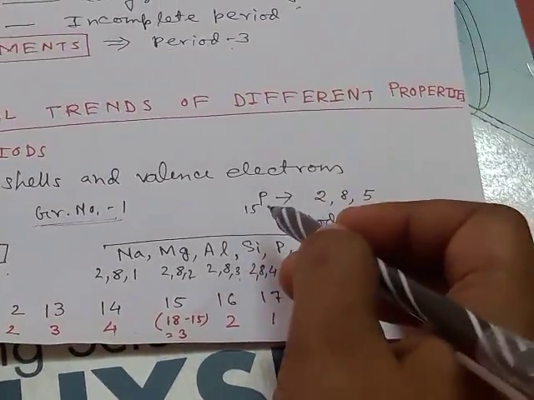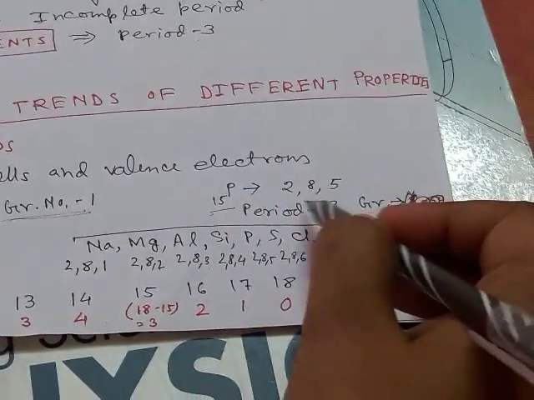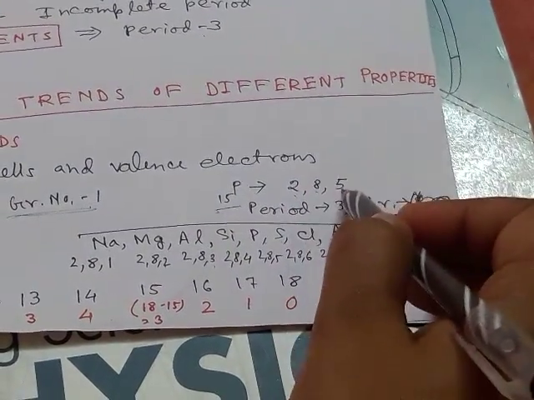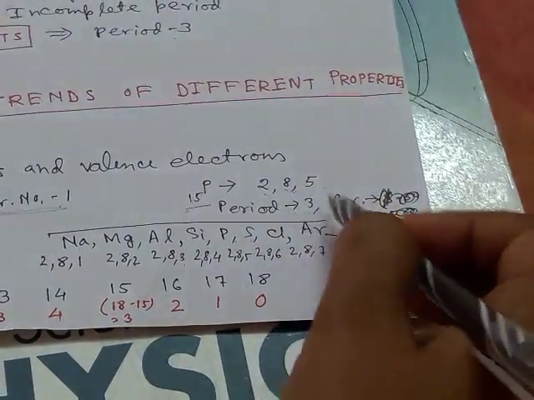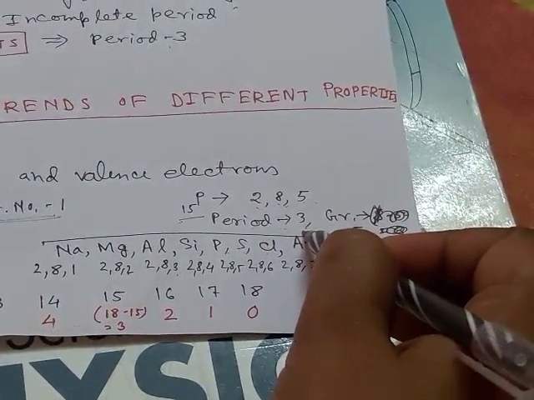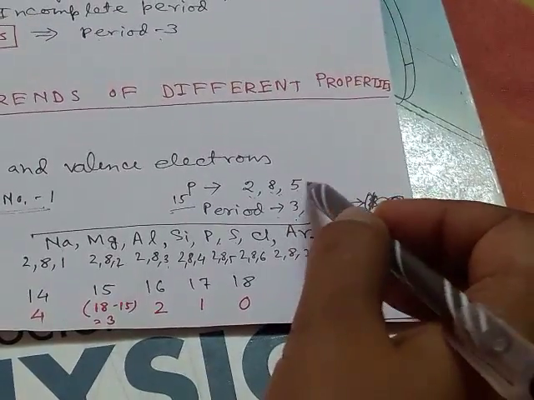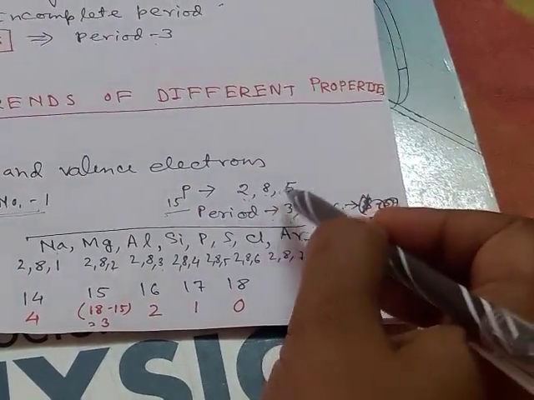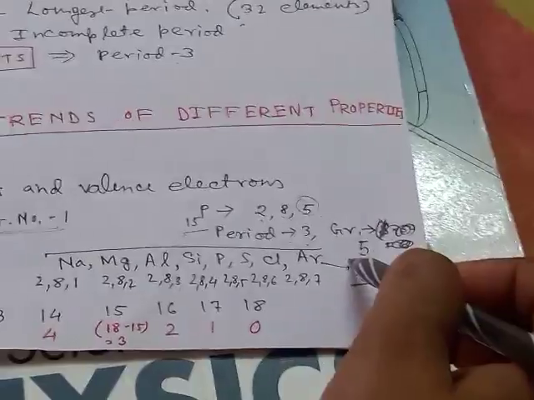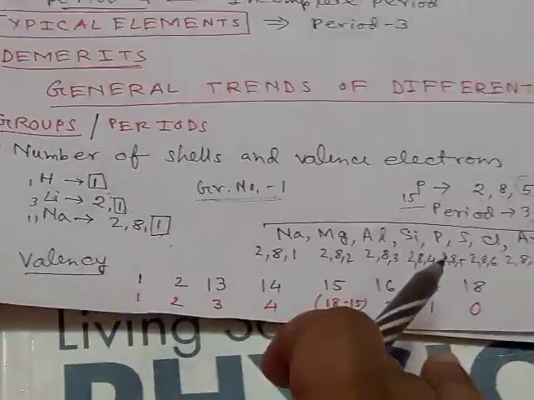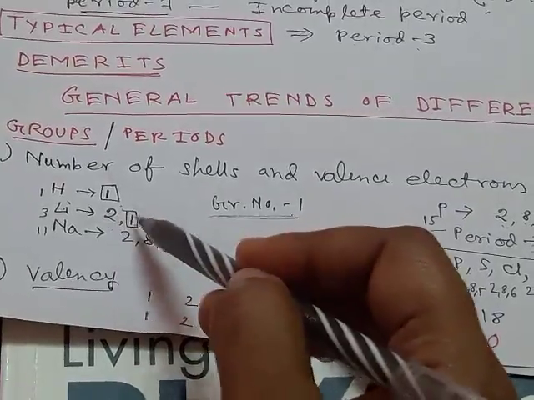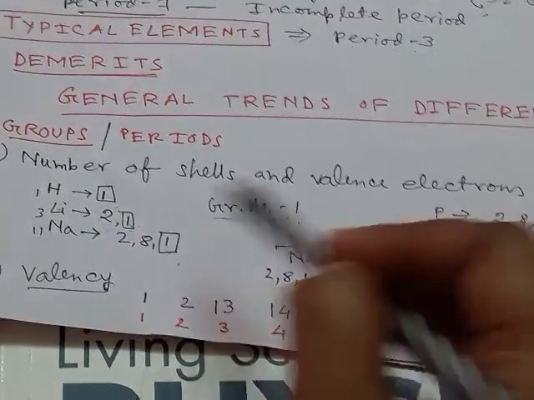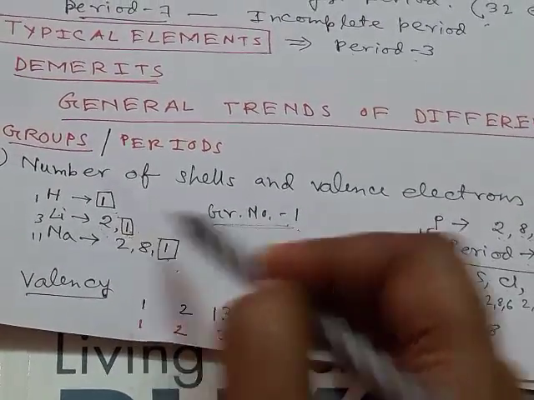Say for phosphorus, atomic number 15, electronic configuration is 2, 8, 5. There are 3 shells, so the period will be 3. The number of shells will determine the period, and the number of valence electrons will determine the group. As there are 5 valence electrons, the group will be 5. Similarly, for say lithium, there are 2 shells, so the period will be 2, and with 1 valence electron the group will be 1.